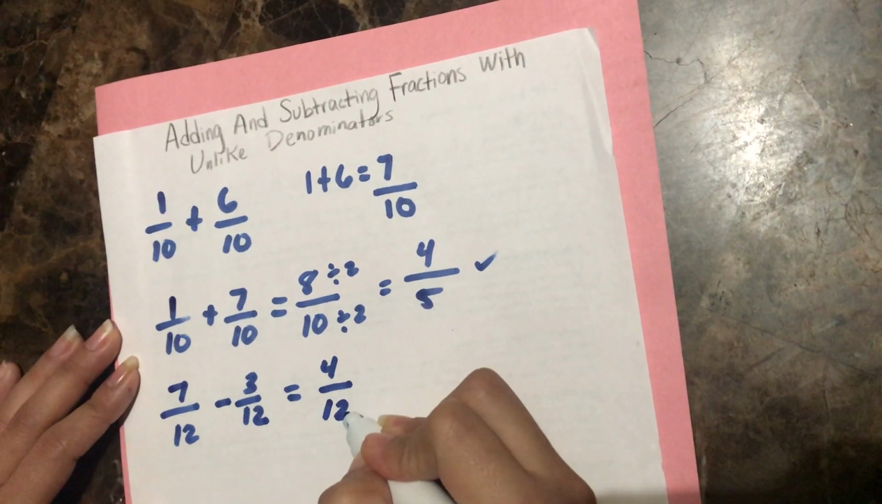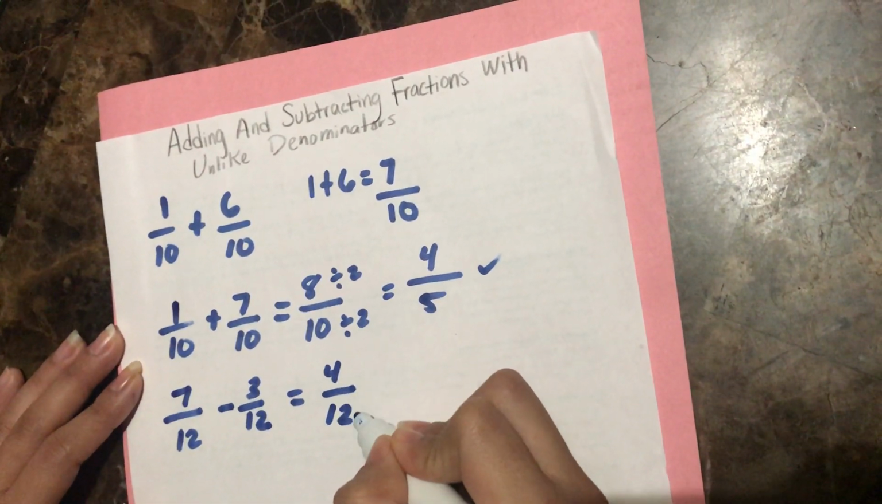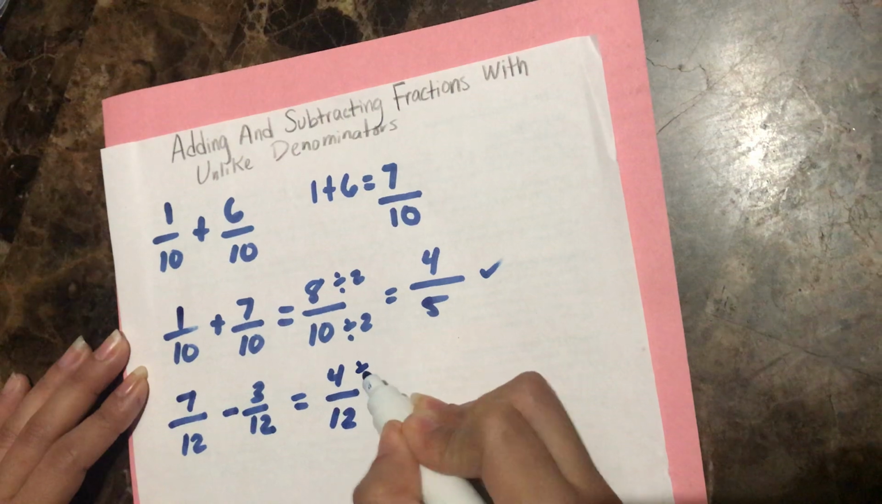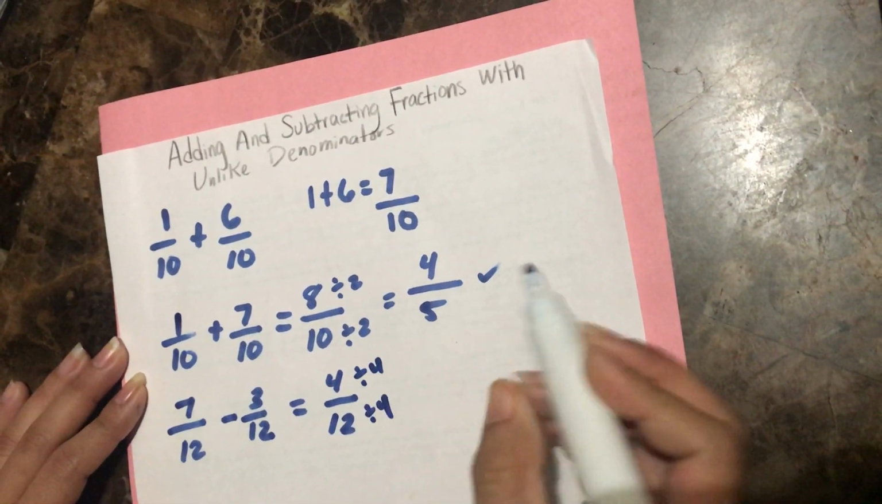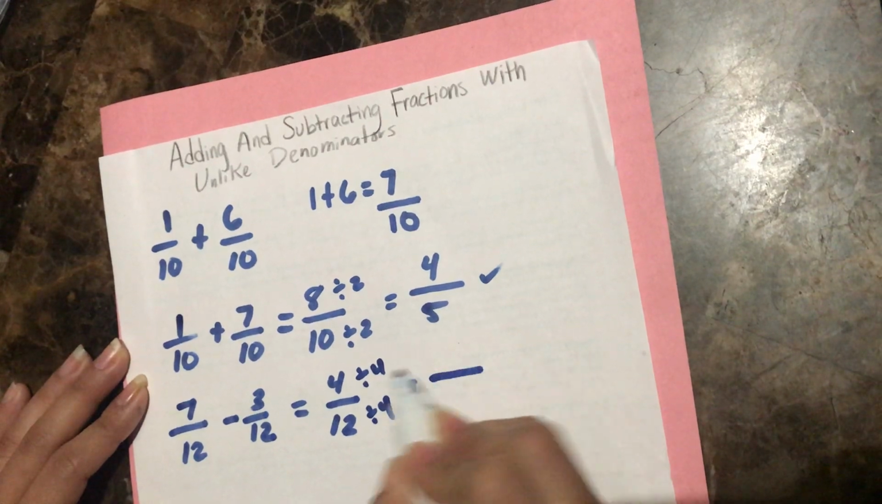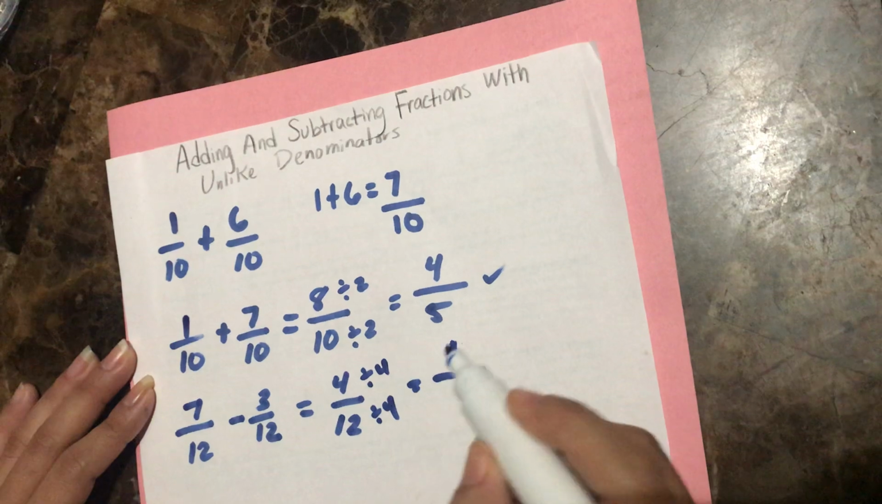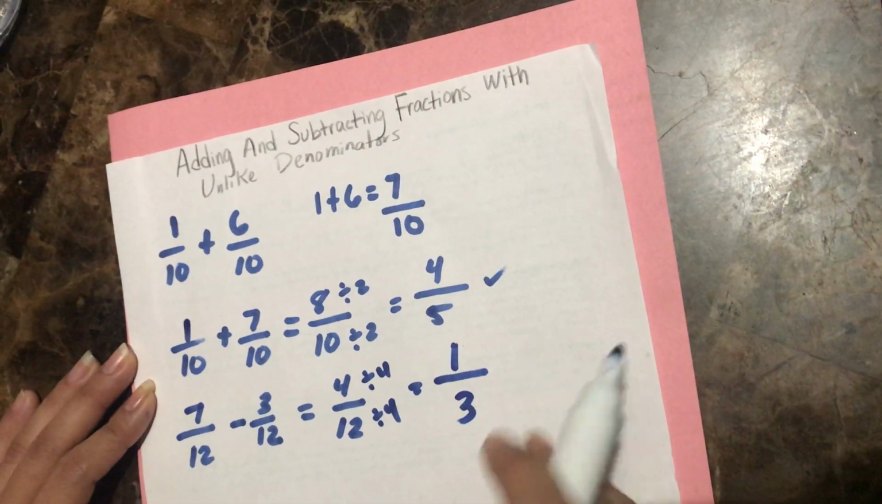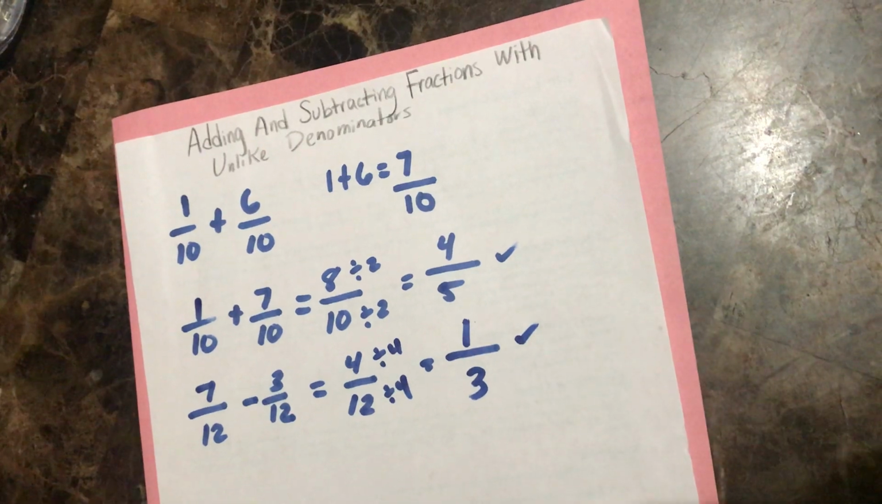Okay, so what number can we divide? What number can go into this number to be divided? We can use the number 4, divided by 4. So 4 divided by 4 equals 1. And then 12 divided by 4 equals 3. So that's for that one.